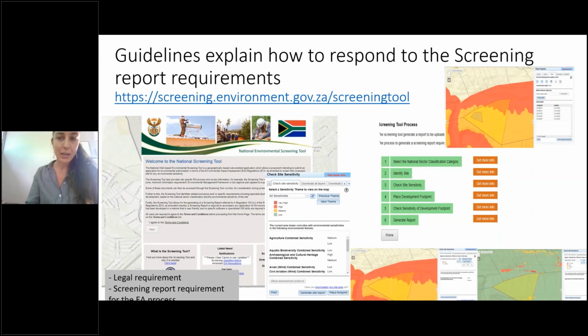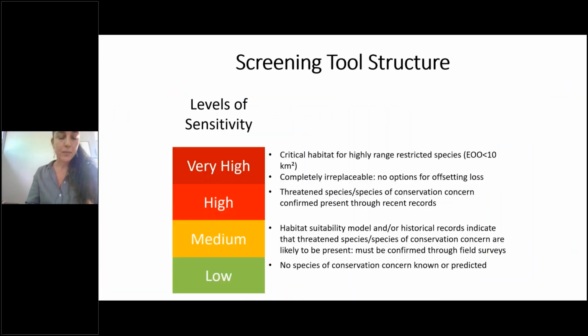Okay, so I'm now going to move on to explain what species data has gone into this tool and how we've actually developed the different layers of sensitivity that get triggered by the tool. So we have 4 layers of sensitivity for species, for our animal and plant layers that are currently served in the screening tool. The very, very high sensitivity is for species that are so restricted that their global population is in an area of less than 10 kilometers squared, which means that any development could literally make that species go extinct.